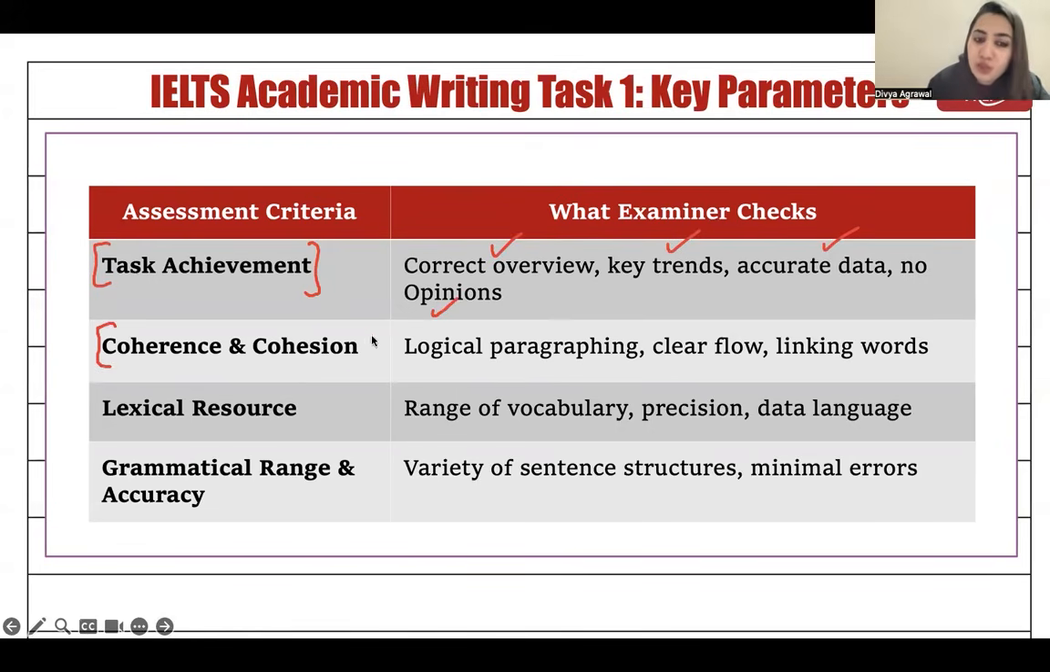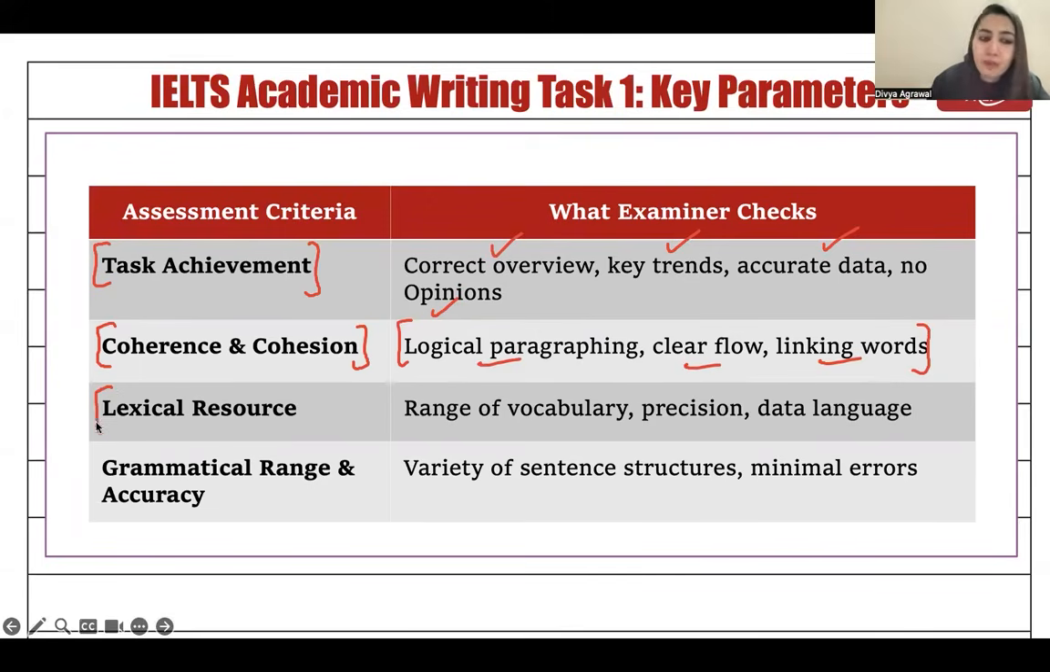Next is coherence and cohesion, which comes under logical paraphrasing. You have to see that you are writing everything properly. It should be neat and clean, all immaculate. A clear flow should be there. You must use linking words. Paragraphing should be there properly. You must leave 2 lines gap in between.